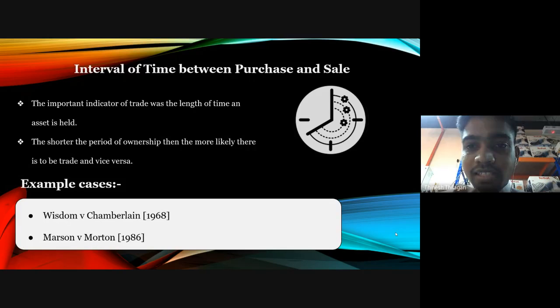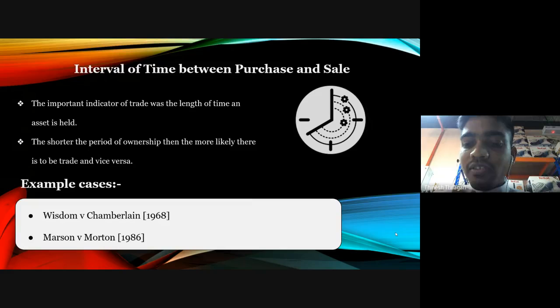So the next case is Marston versus Morton. In this case, there was a land purchased by this guy with an intention to hold it as an investment. So earlier, it was already said it was the intention to hold as an investment, not a trade.